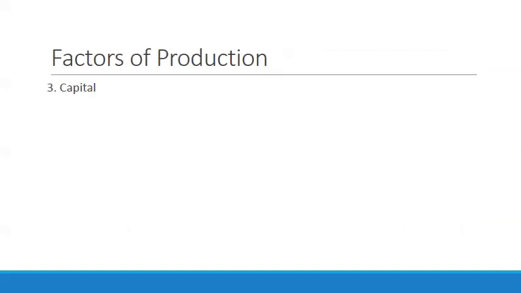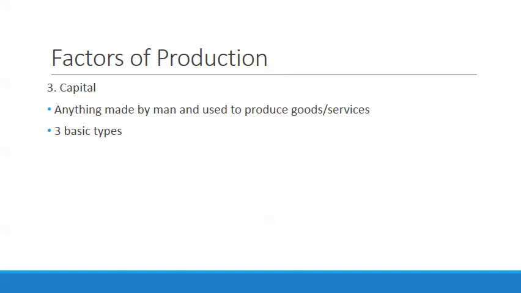Okay, now our third, capital. So remember, we looked at land, we looked at labor. Now we're going to look at capital. So capital is anything made by man. Capital is man-made. So when we talked about land, land is everything made in nature, the resources. Capital is everything produced by humans. So buildings, machinery, things of this nature. So there's three basic types of capital we can kind of break it down into. The first would be fixed capital.